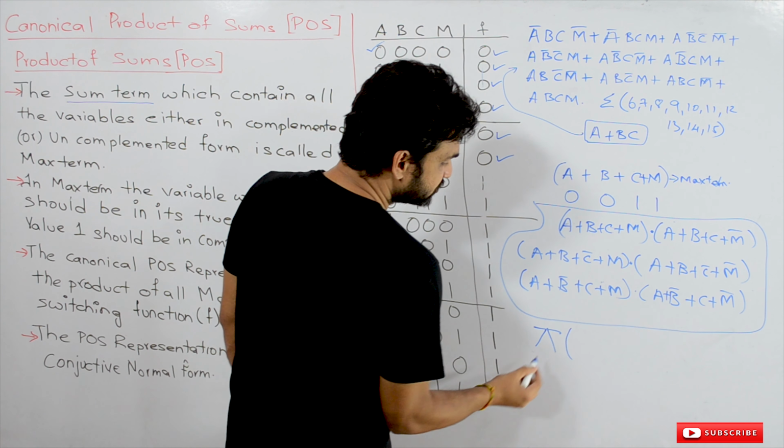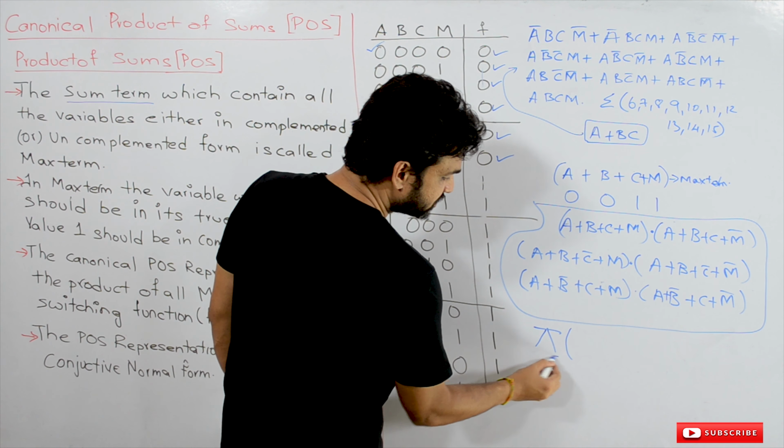In a similar way, in order to represent product of sums, we have to use pi. The terms which are producing the 0 have to be represented here. So it is 0, 1, 2, 3, 4, 5. The terms which are not there in the sum of products should be there in the product of sums. Similarly, the terms which are not there in the product of sums will be there in the sum of products.